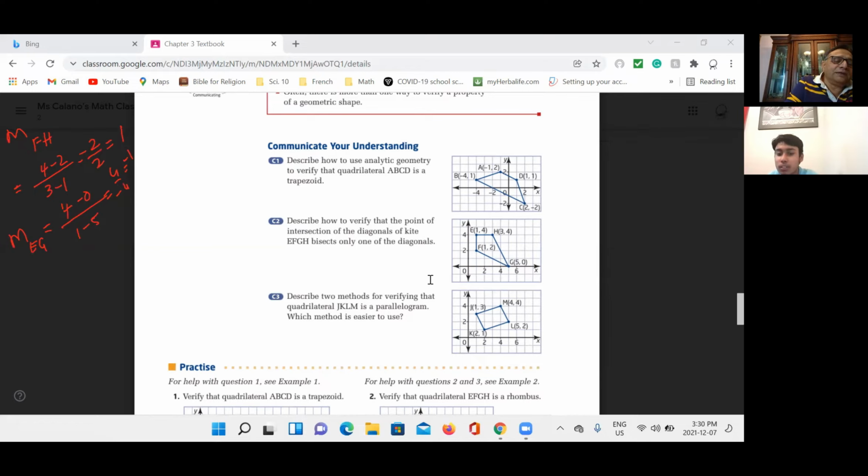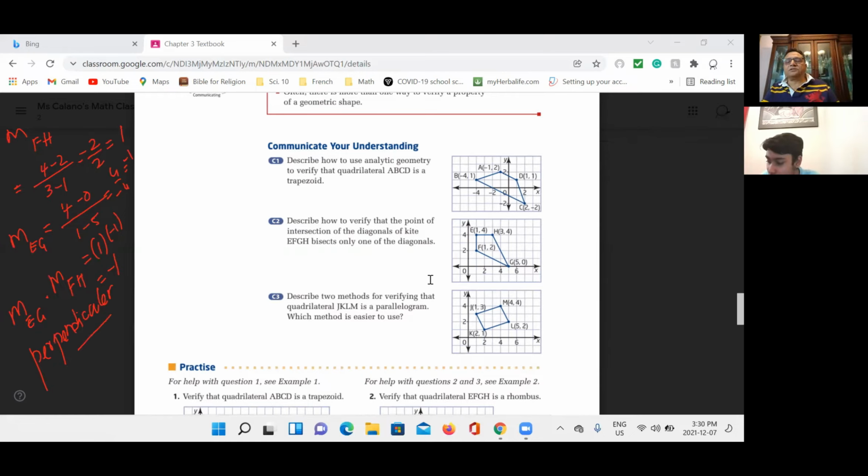You can also say that MEG times MFH is equal to 1 times negative 1, which is equal to negative 1. So their product is negative 1. That means they are negative reciprocals of one another. So we have verified that they are perpendicular. Is that clear to you? Yes, sir.